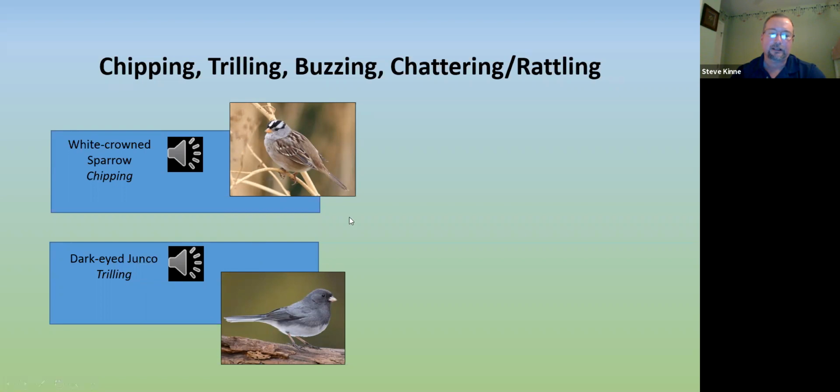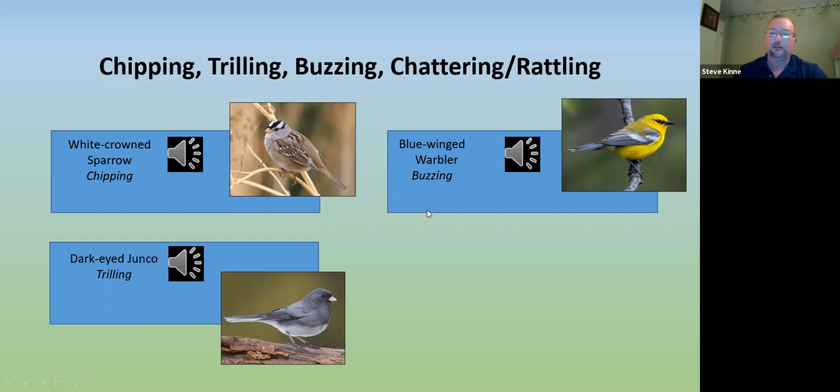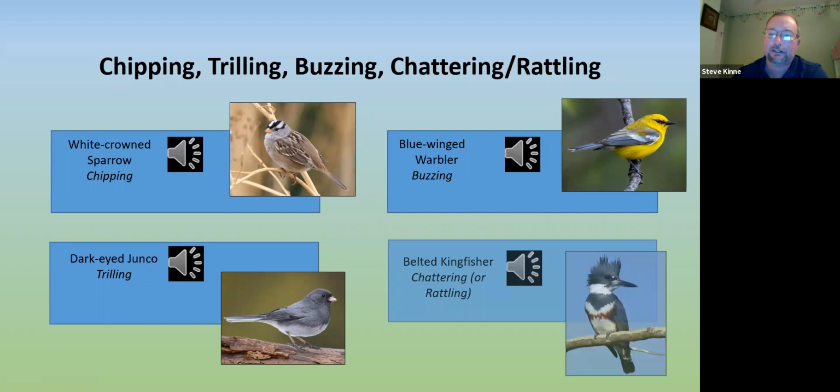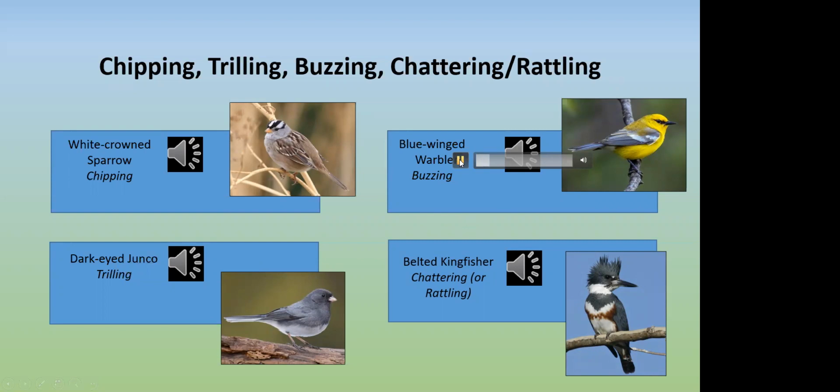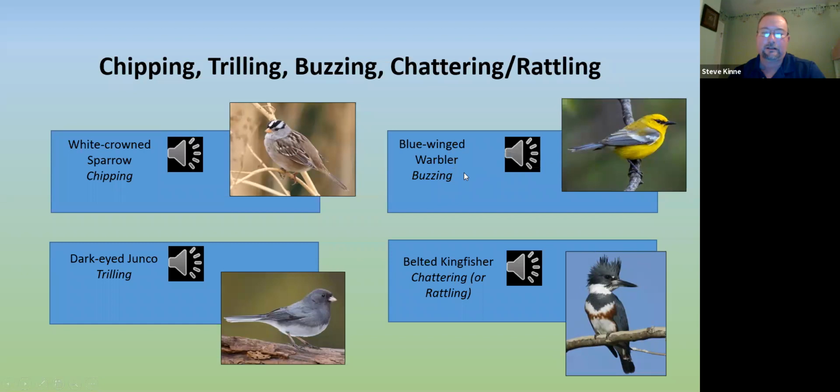And then if you take those notes and make them even faster, so fast that you almost can't hear the distinction between them, it becomes a buzz, almost like an insect. So here's a blue-winged warbler buzzing. Oh, here it is. So we went from chipping to trilling to buzzing.